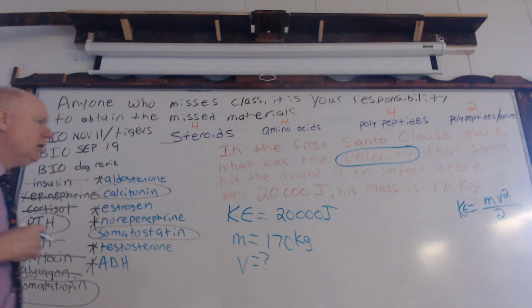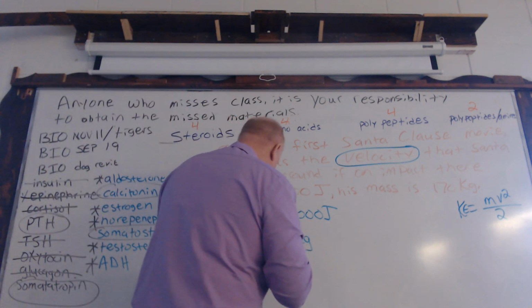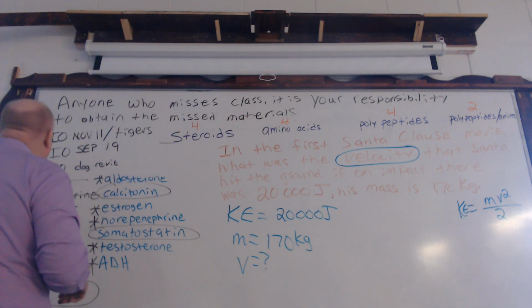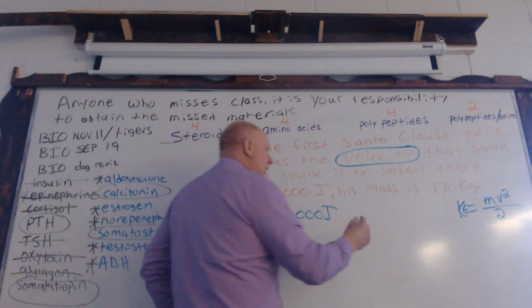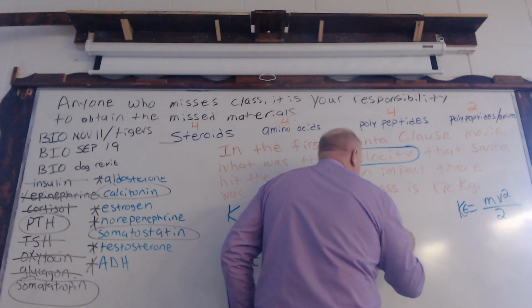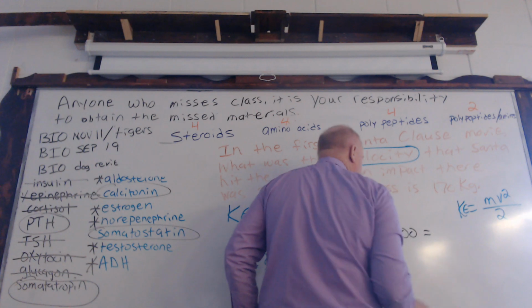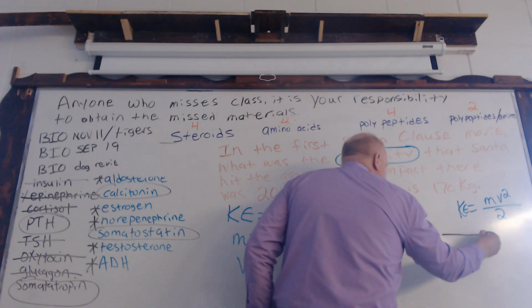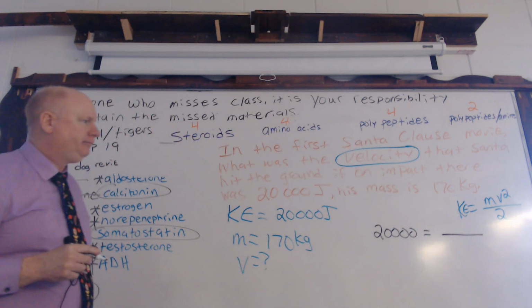Okay. So upon doing this, just do what the formula tells you to do, which would be set 20,000 equal to the left side. What's on our right side of the equation?